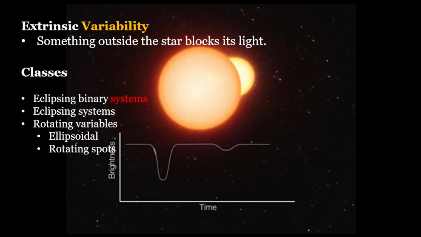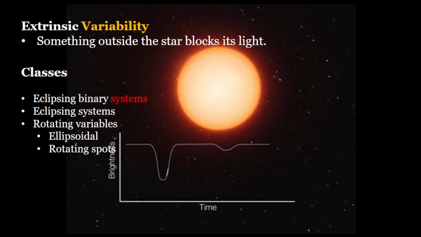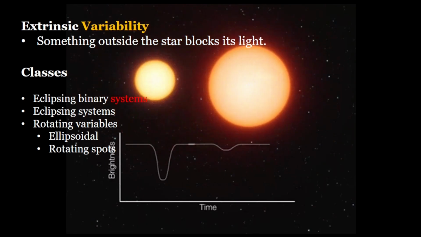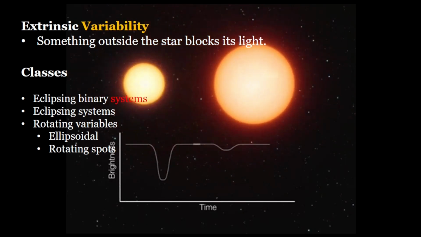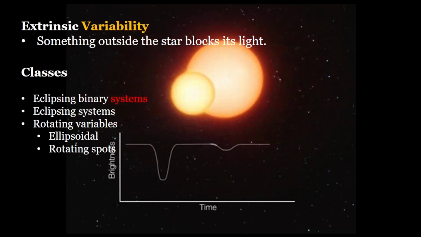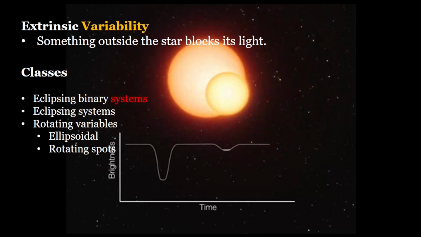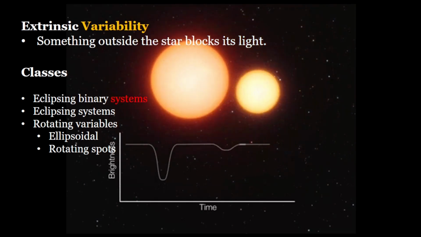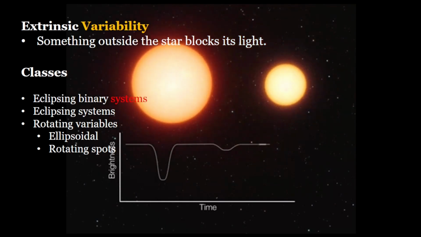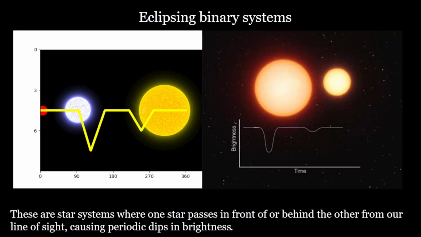Now let's go into extrinsic variability. We have seen intrinsic variabilities are from the internal mechanisms of the star. Now, in extrinsic variability, something outside the star blocks its light. So we can have eclipsing binary systems, eclipsing systems like planets, and we have rotating variables. So we'll see them one by one.